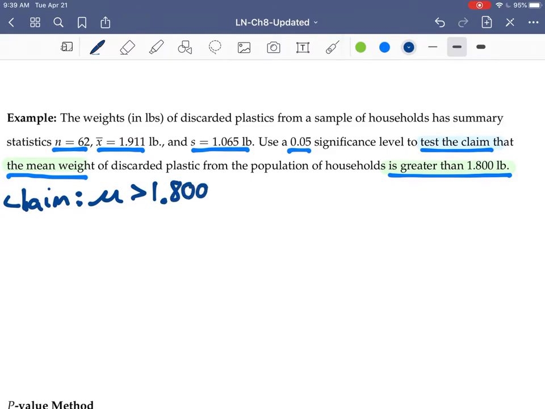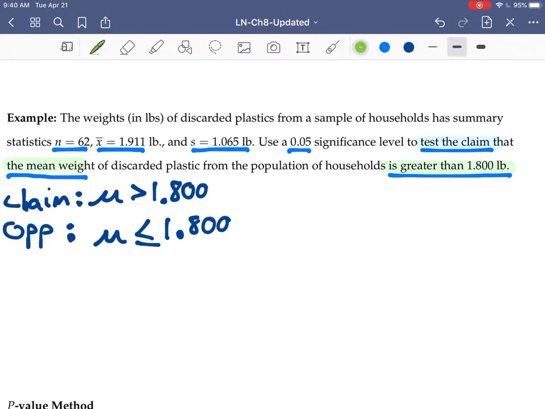After we identify the claim, we identify the counterclaim, the opposite of the claim. So our counterclaim is if it's not greater than 1.800, it must be less than 1.800, or it needs to be equal to 1.800. So if it's not greater than 1.800, it is less than or equal to that.